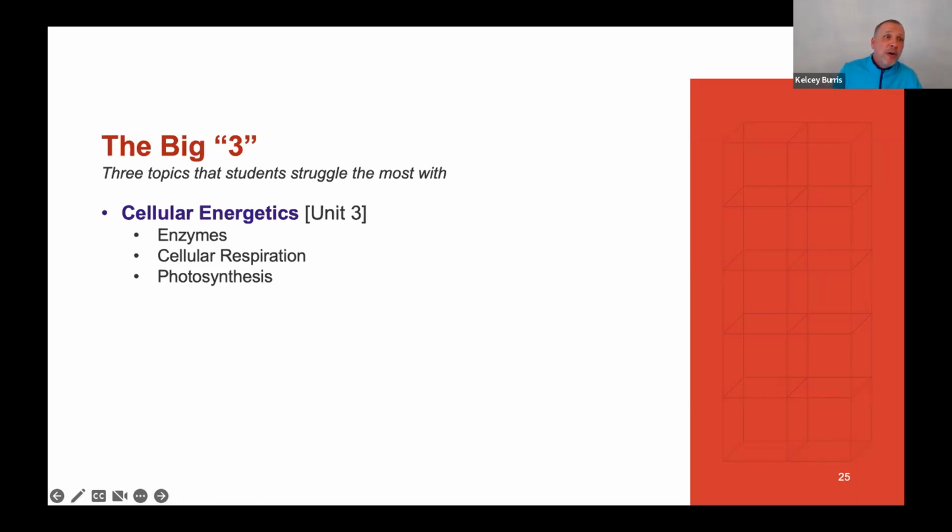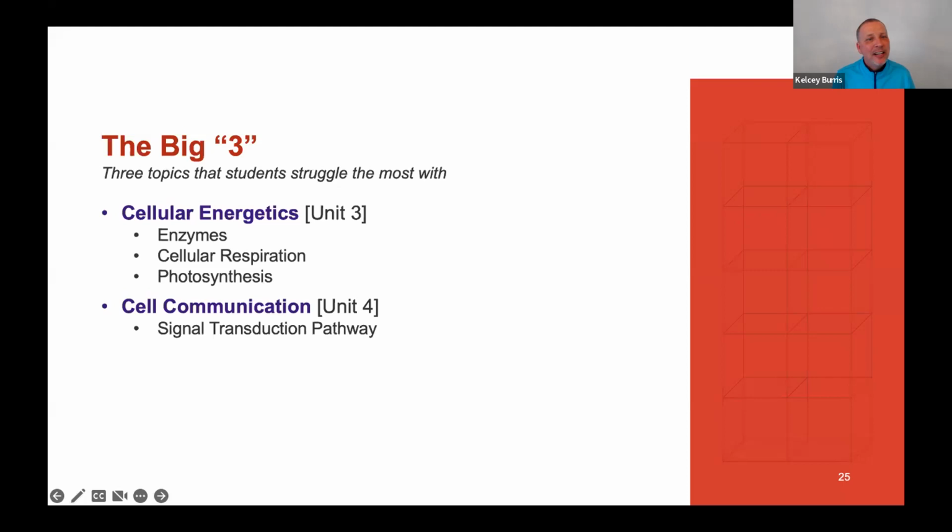Now, for cellular respiration and photosynthesis, do remember, like I tell my students, know what goes in, what comes out, and where it takes place. All right. The next of the big three I refer to is cell communication, Unit 4, which deals with signal transduction pathways, which is a challenge for students. And then finally, Unit 6, which is gene expression and gene regulation.